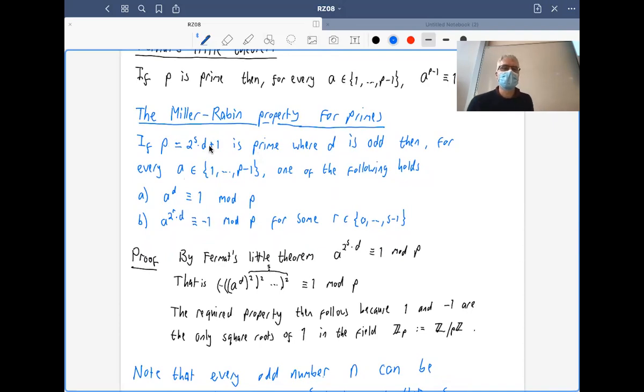d is odd. We can compute that efficiently from p, because subtracting 1 is a linear time operation on the representation of p. Once you've got that, if you're in binary representation, you just see how many zeros there are at the end of the number. Count the number of zeros, that gives you s, and the remaining block to the left of the zeros gives you d. So it's very easy to do this once you've subtracted 1 from the number.